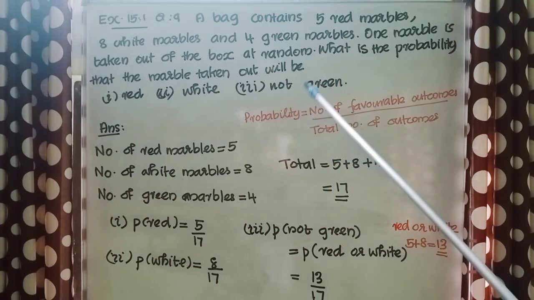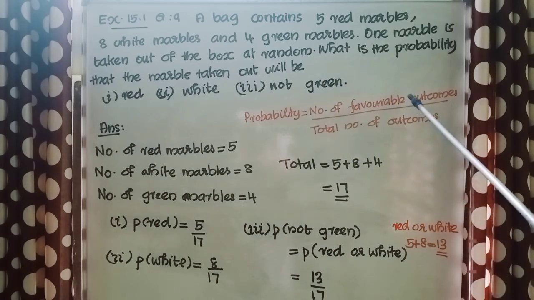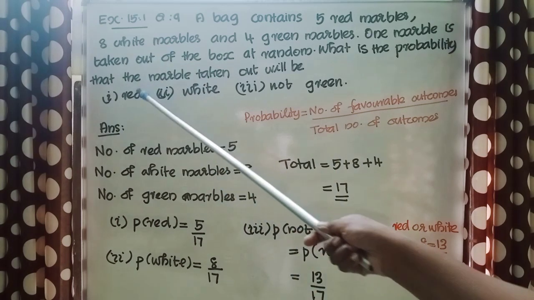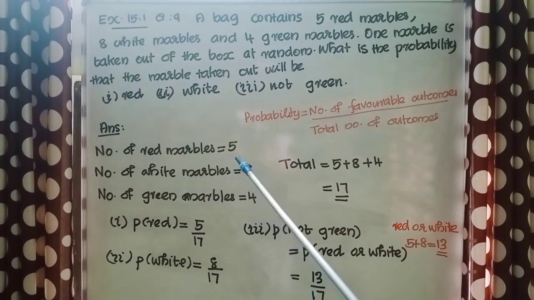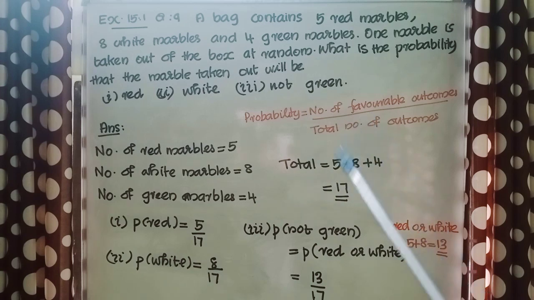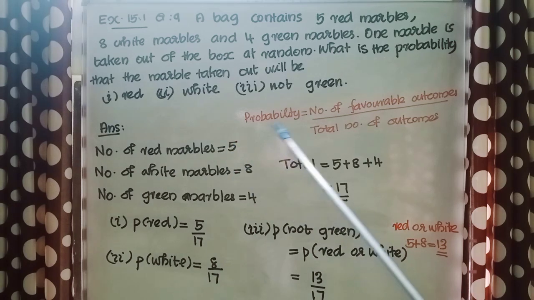The formula to find out probability is number of favorable outcomes by total number of outcomes. First question, probability of red. So the answer is 5 by 17. Probability of white 8 by 17. Third question, probability of not green. Not green means it is red or white. Red marbles 5, white marbles 8. So total 13. So the probability of not green is 13 by 17.